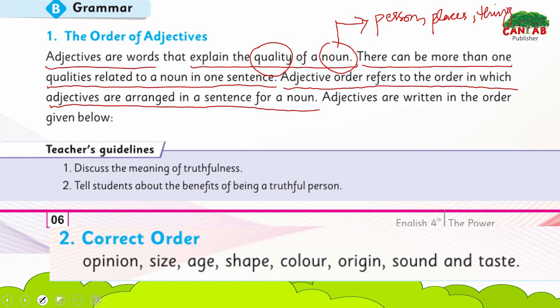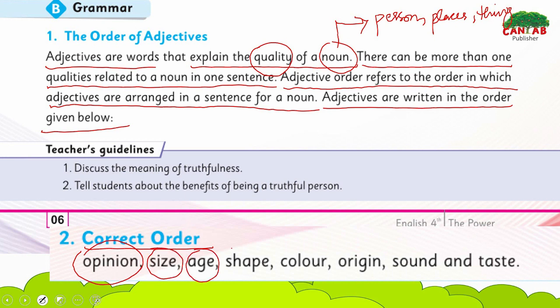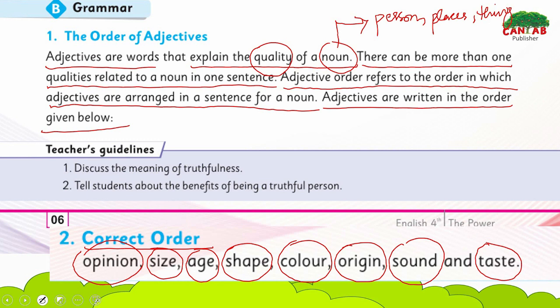Here we are going to the order of adjectives. Adjectives are written in the order given below. Here is the list of the order, showing what should be mentioned at what place. The correct order is: first opinion, then size, then age, and then shape, color, origin, sound and taste. Whenever you have adjectives in any sentence, the order should be followed in this manner. If you have two words, one of shape and the second of origin, then in a sentence shape will be in the first position and origin in the second.